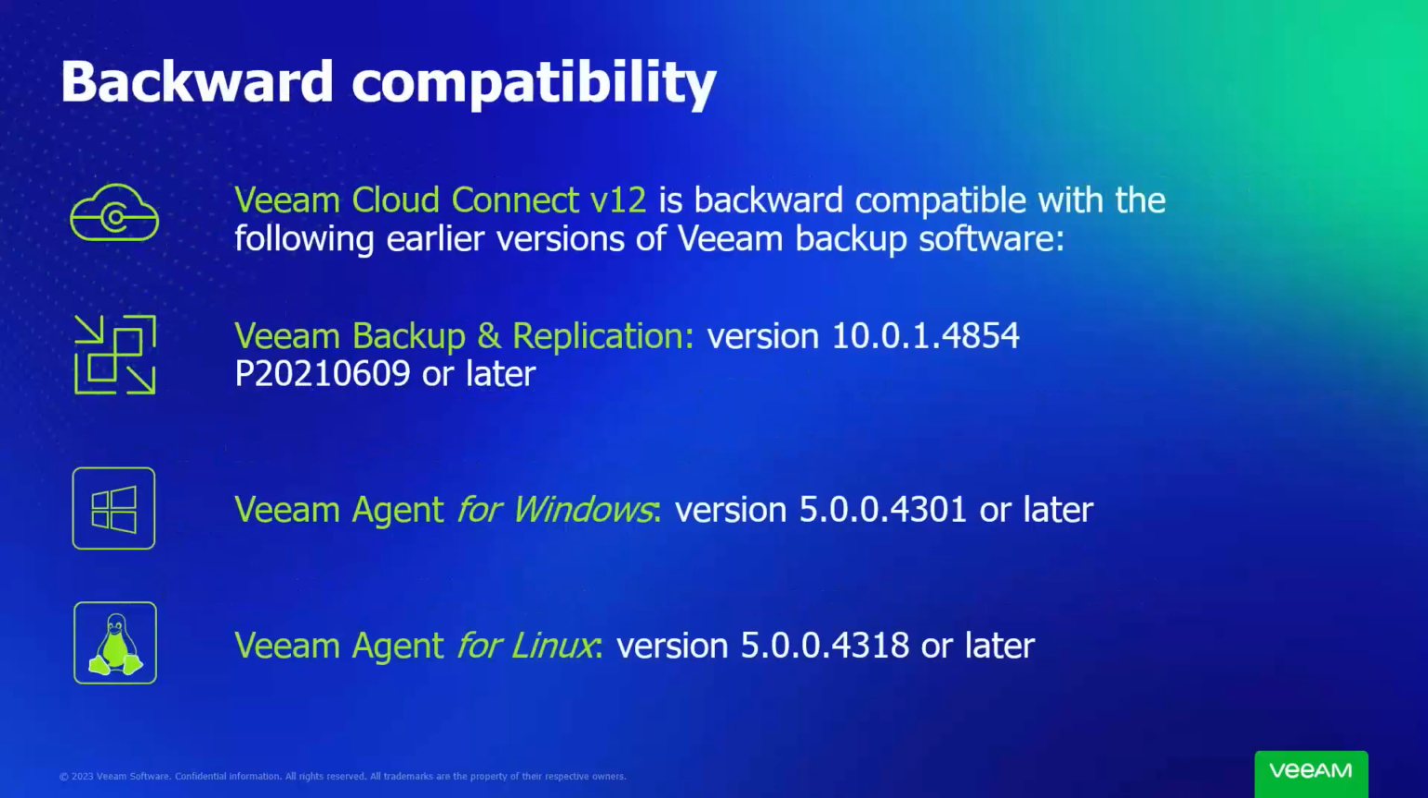For Cloud Connect backward compatibility, we did drop some earlier versions of VBR support, so 9.5 is no longer supported. So the 10A release is the oldest one you can use for VBR. For agents, version 5 is still compatible. Those customers will work perfectly fine going to the Cloud Connect repositories or being monitored by the Service Provider Console.